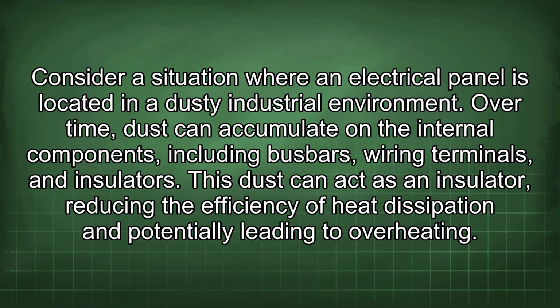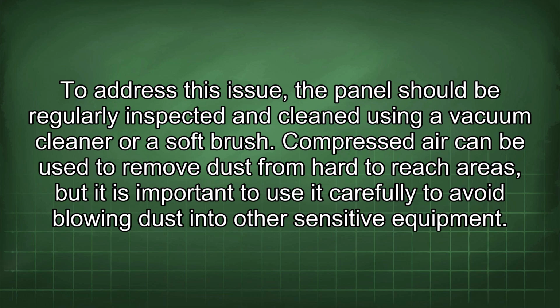Consider a situation where an electrical panel is located in a dusty industrial environment. Over time, dust can accumulate on the internal components, including busbars, wiring terminals, and insulators. This dust can act as an insulator, reducing the efficiency of heat dissipation and potentially leading to overheating. To address this issue, the panel should be regularly inspected and cleaned using a vacuum cleaner or a soft brush. Compressed air can be used to remove dust from hard-to-reach areas, but it is important to use it carefully to avoid blowing dust into other sensitive equipment.